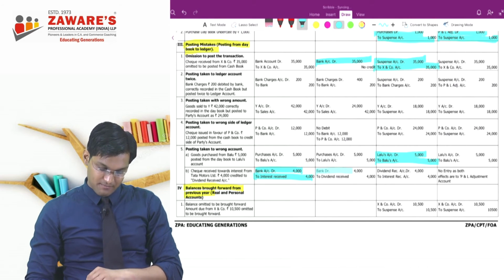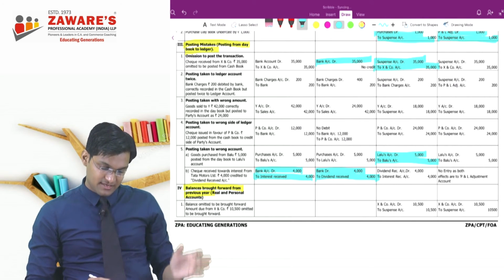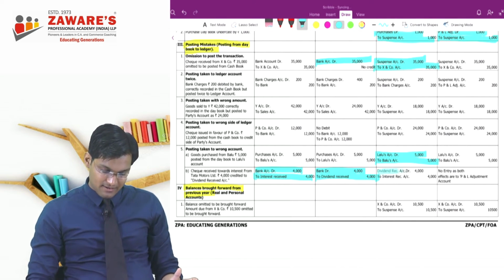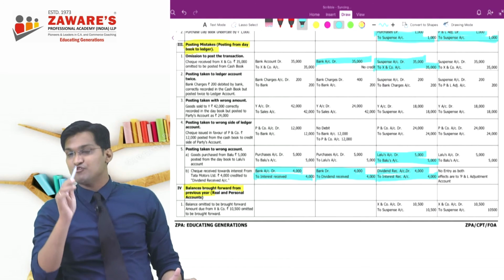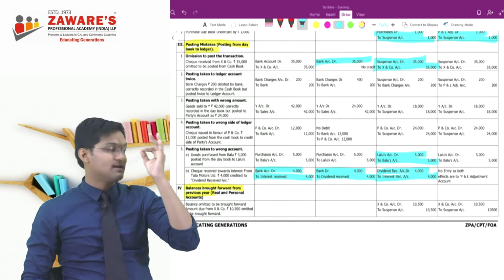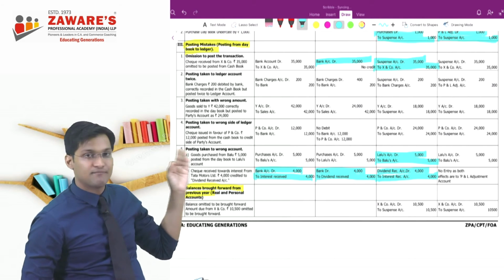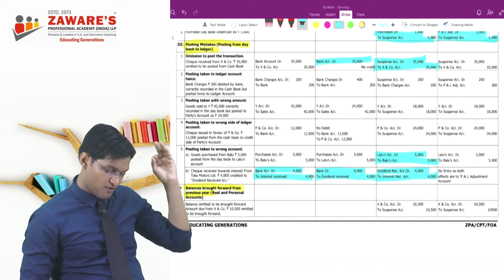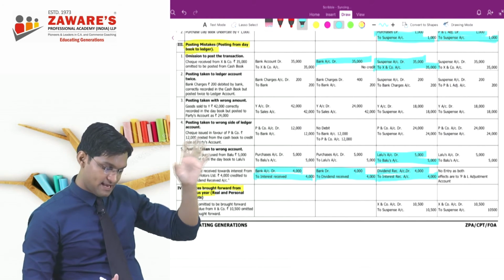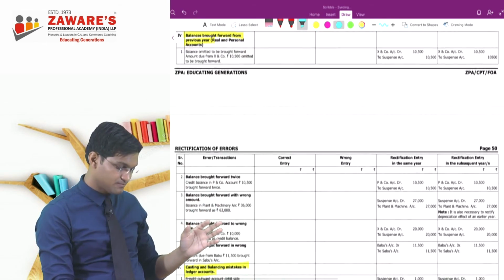So you passed a wrong entry. Bank account debited to dividend received account. What rectification entry are we going to pass? Dividend received account debit to interest received account credit. Now if you see in this transaction, both dividend received account and interest received account are nominal accounts. Therefore, they both will be replaced with profit and loss adjustment account. Can I say no entry to be passed? Yes.